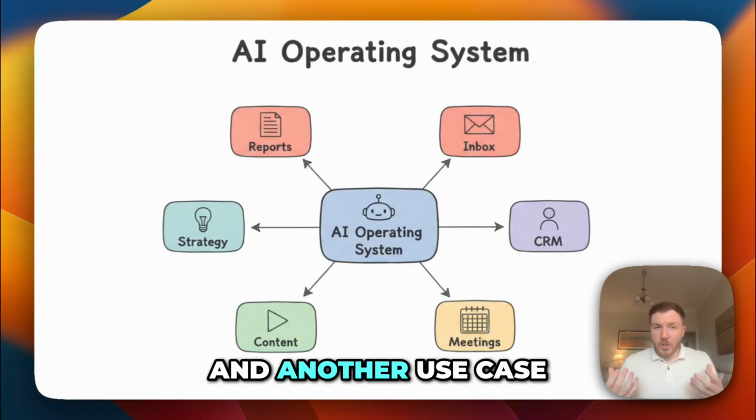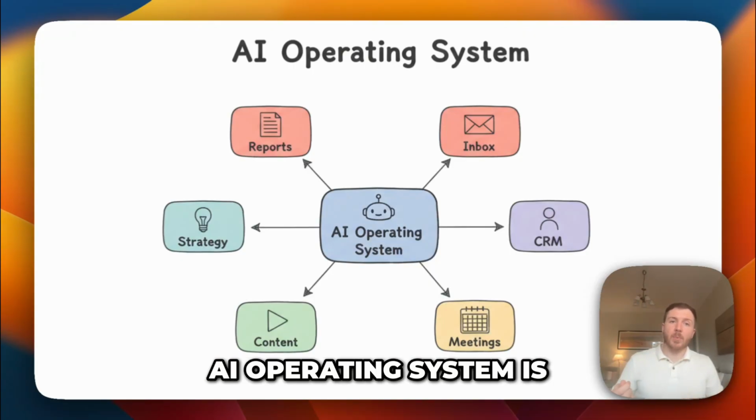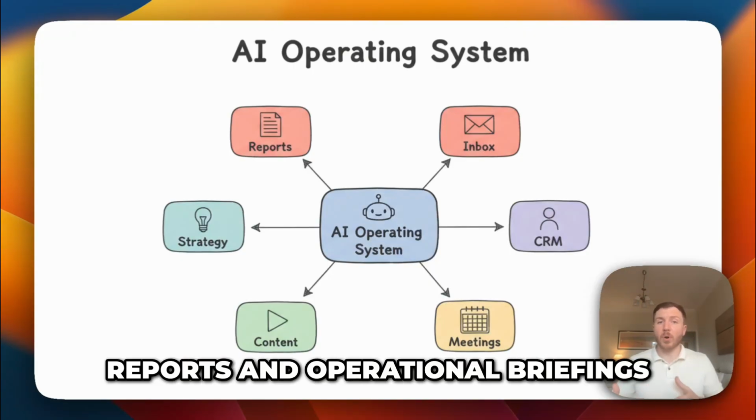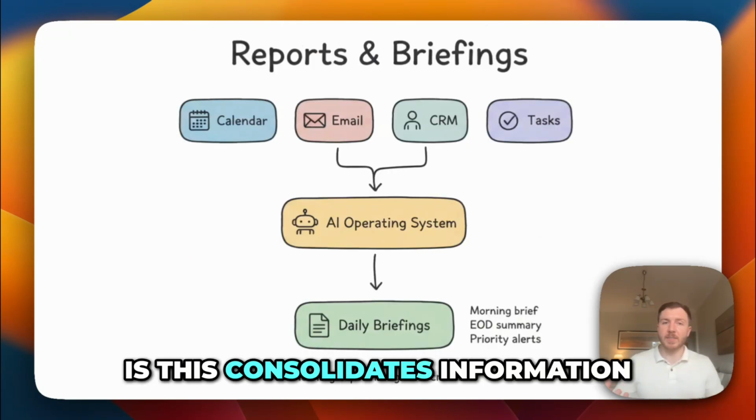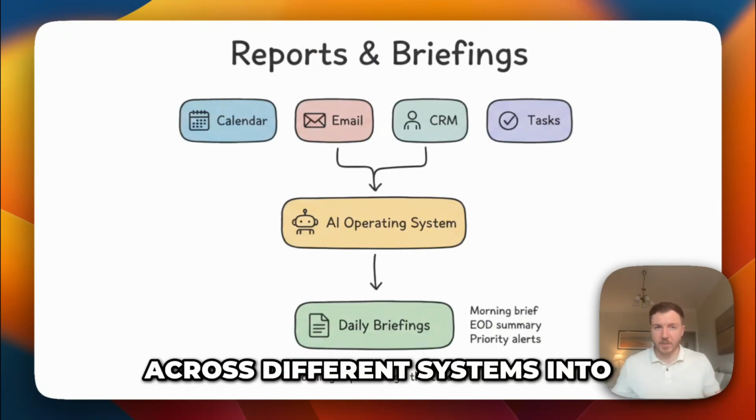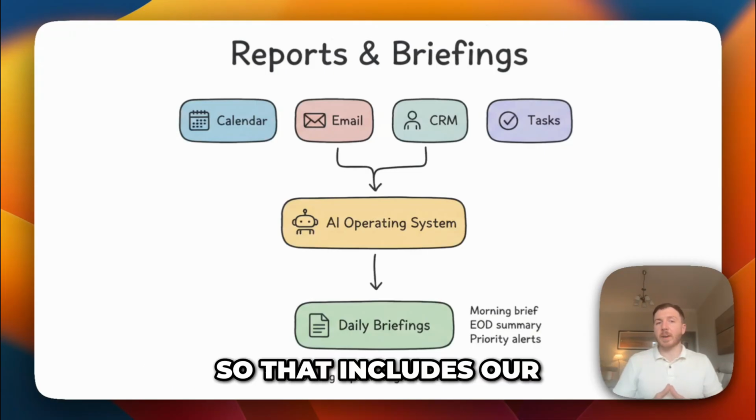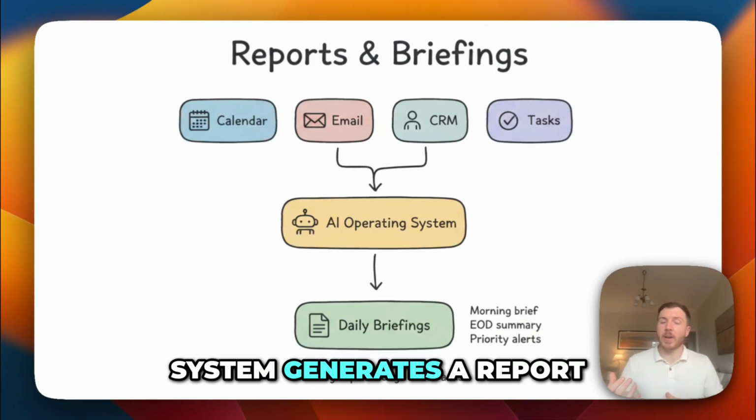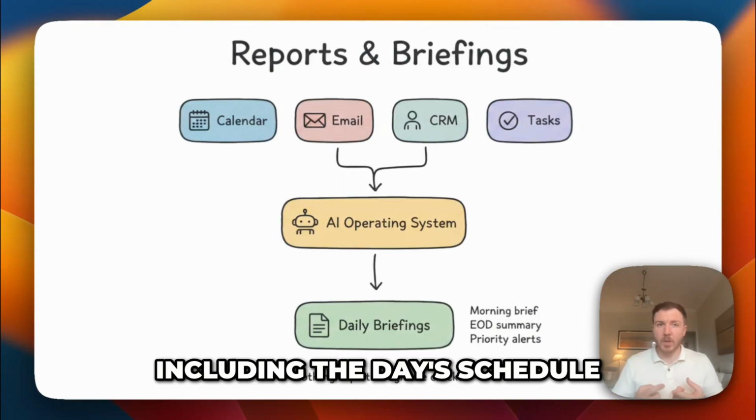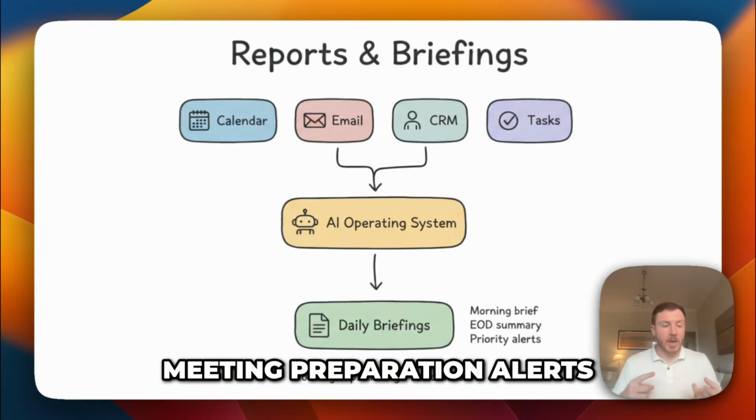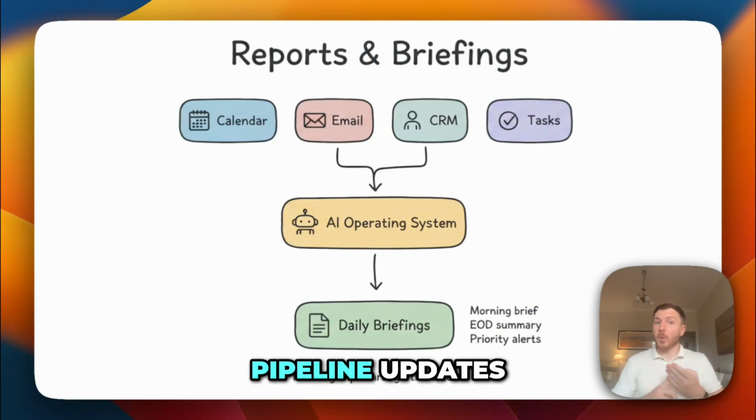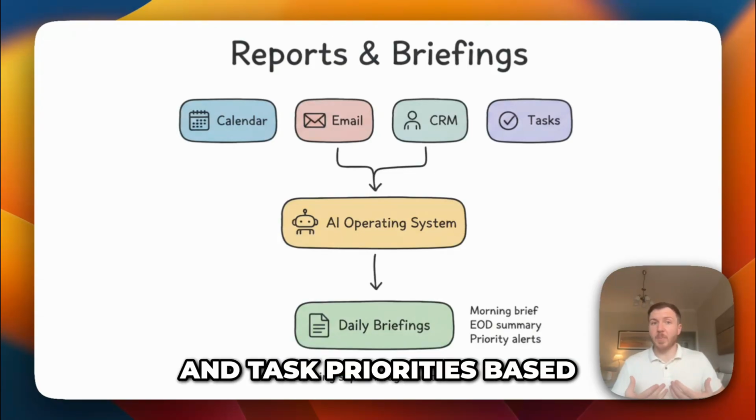And another use case that we have inside our AI operating system is reports and operational briefings. And how this works is this consolidates information across different systems into a single view. So that includes our morning briefing. Each morning the system generates a report including the day's schedule, meeting preparation alerts, important emails that need actions, pipeline updates, and task priorities based on my to-dos.